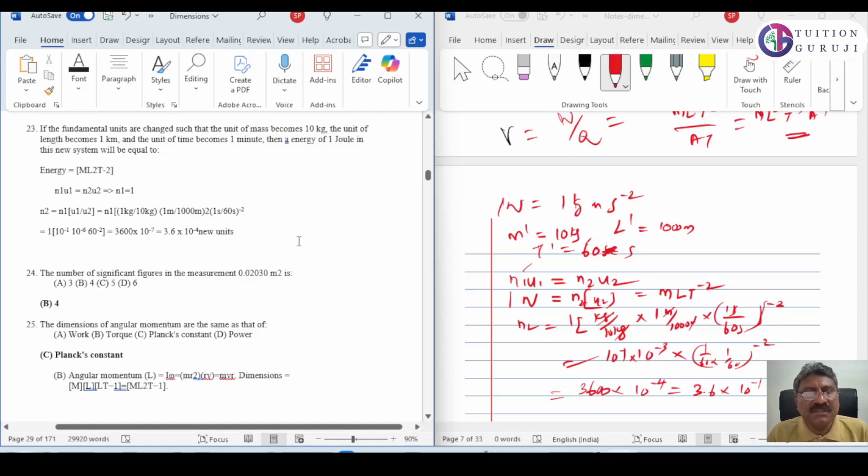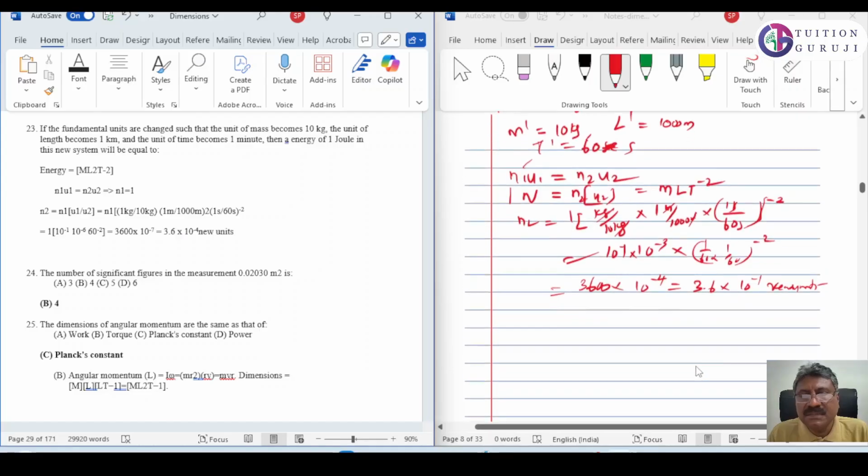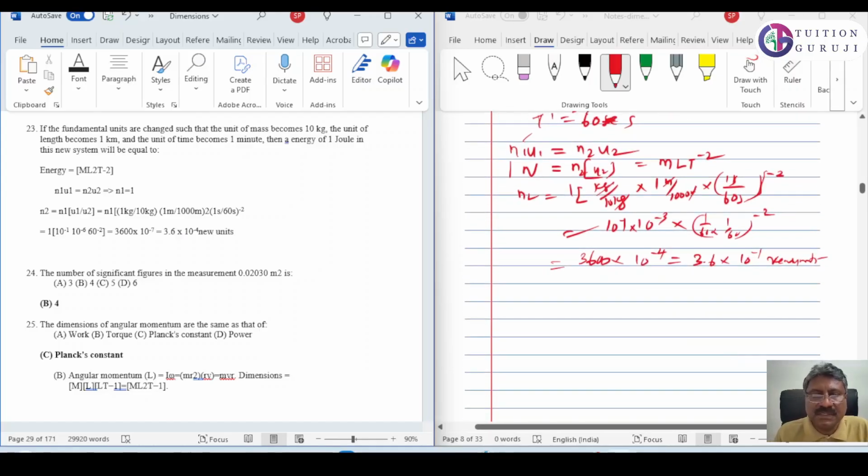Next question. The fundamental units are changed such that the unit of mass becomes 10 kg, the unit of length becomes 1 kilometer, and the unit of time becomes 1 minute. Then the energy of 1 joule in this new system will be equal to what? So energy, we know, is M L square T raised to minus 2.